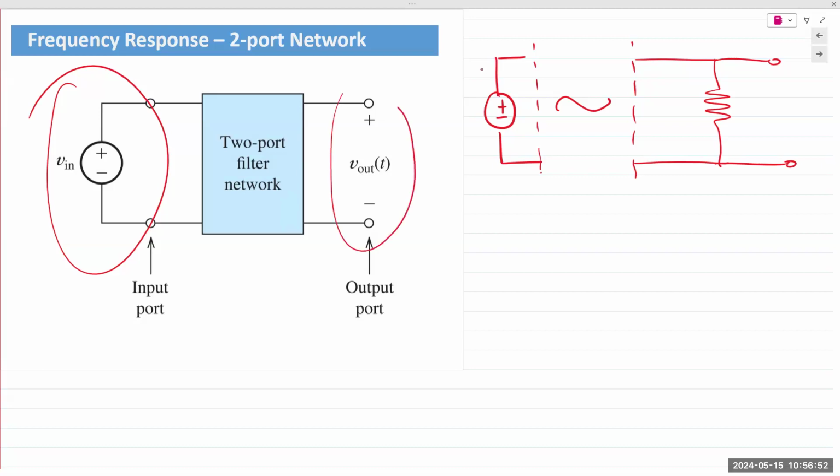The circuit can be referred to as a two-terminal, two-port network. Network is another word for circuit. So it's a two-terminal, two-port network.